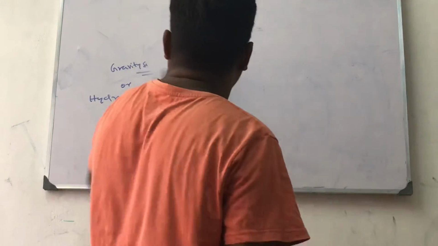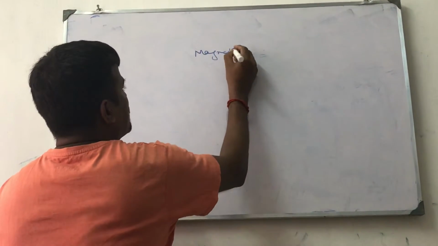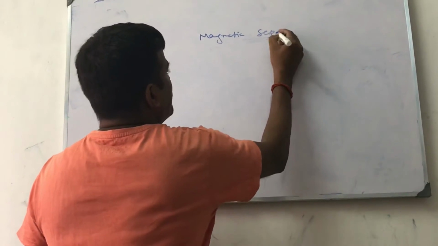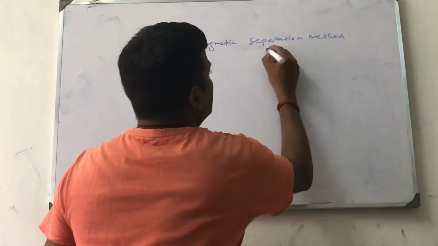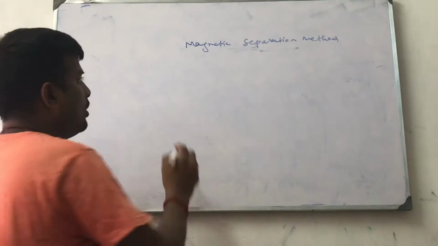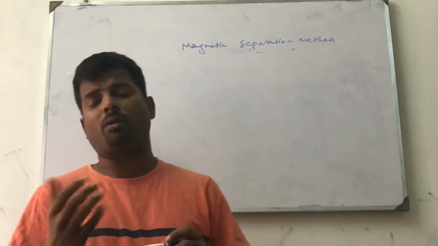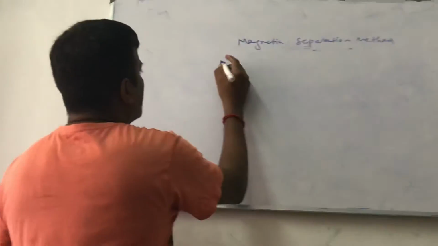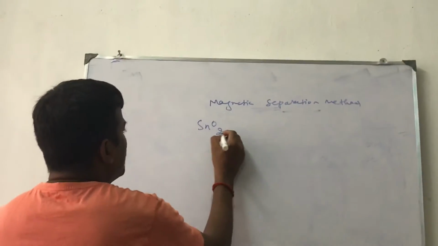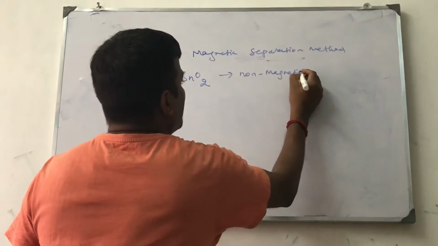Next one is the magnetic separation method. The second one is the magnetic separation method. In the magnetic separation method, two things are there. Suppose a magnetic iron ore plus non-magnetic ore are mixed together. Non-magnetic impurities, for example, tin oxide. Tin oxide is a non-magnetic impurity.